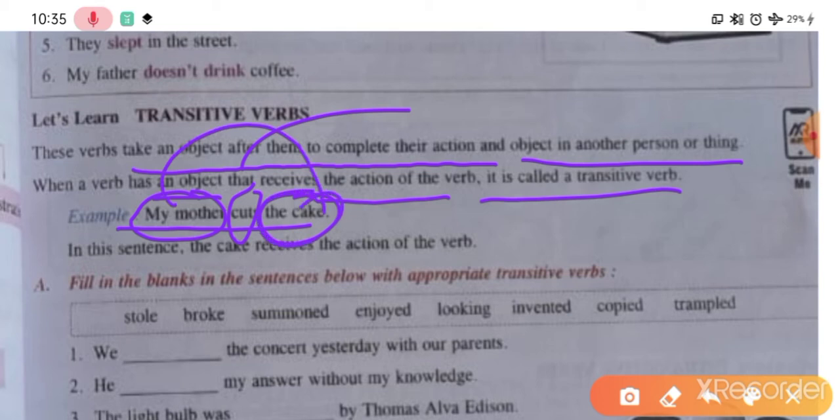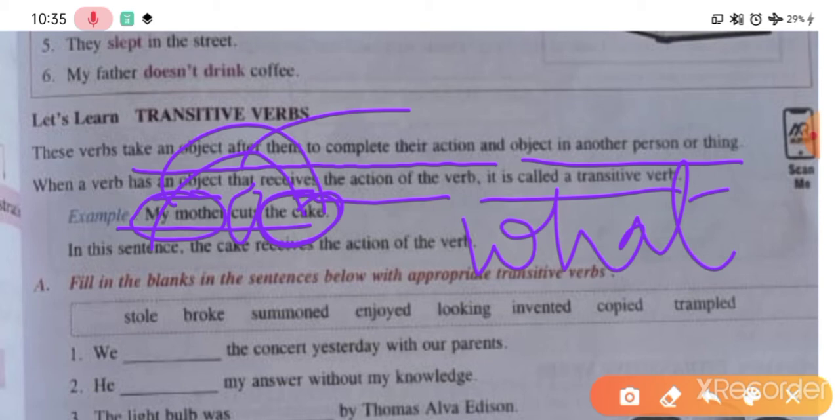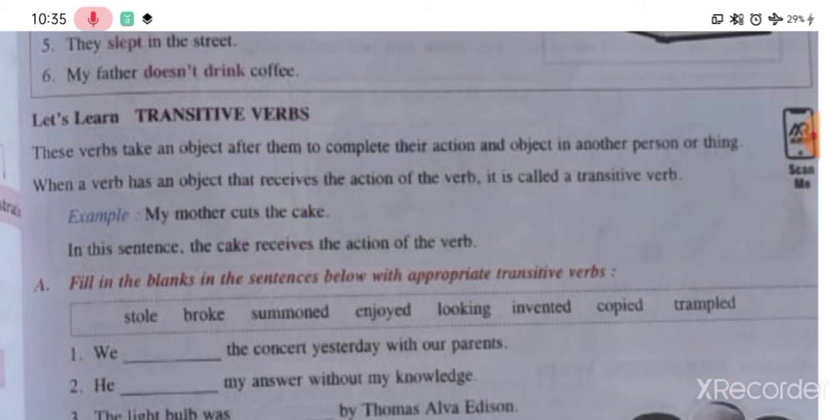Okay, simple concept it is. We have a direct object, the answer of what. You can see that answer of what: what does my mother cut? The cake. The answer of what is coming. Okay, so this is transitive.